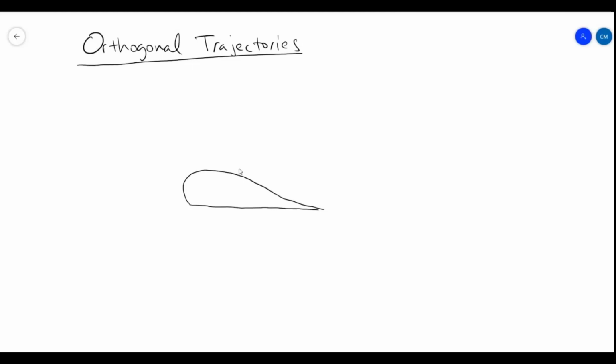What does the orthogonal trajectory have to do with that? Well, what I've attempted to draw there is not like a whale or anything. It's actually the wing, or an attempt of drawing a wing of an airplane. Okay, the shape that a wing of an airplane might take.